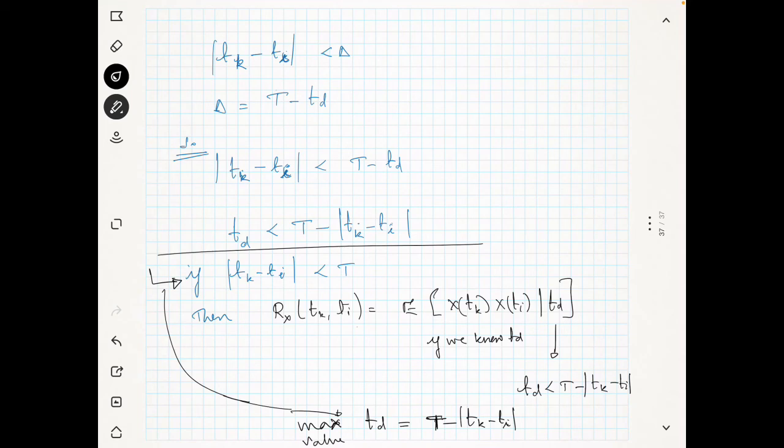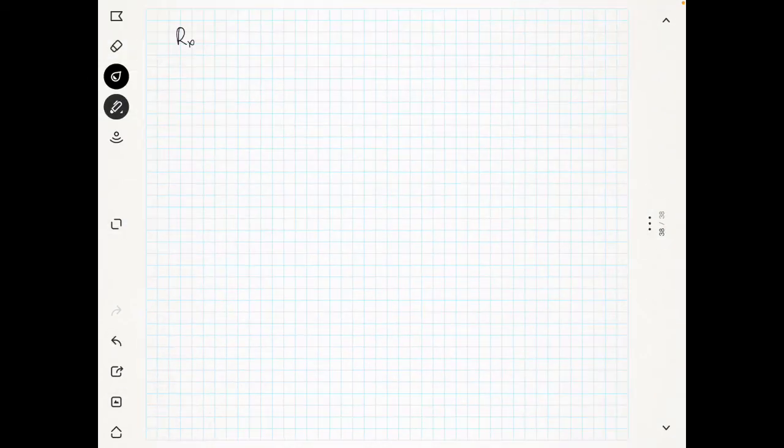Okay, so Rx of tk, ti is nothing but the expected value of x of tk into x of ti, given that you know td. So you have to average it over all possible values of td, then you will be getting the expected value of x of tk into x of ti. Okay, you have to average it over all possible values of td.